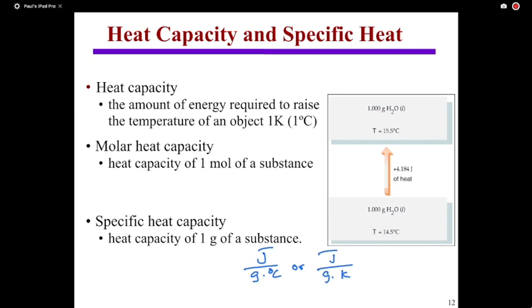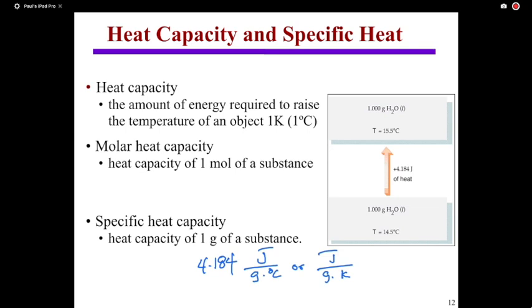Water. And the density of water is what? How many grams per milliliter? 1. Okay. We're also going to ask you to know the heat capacity of water itself, which is 4.184 joules for every gram for every degree change. That is the heat capacity of water.